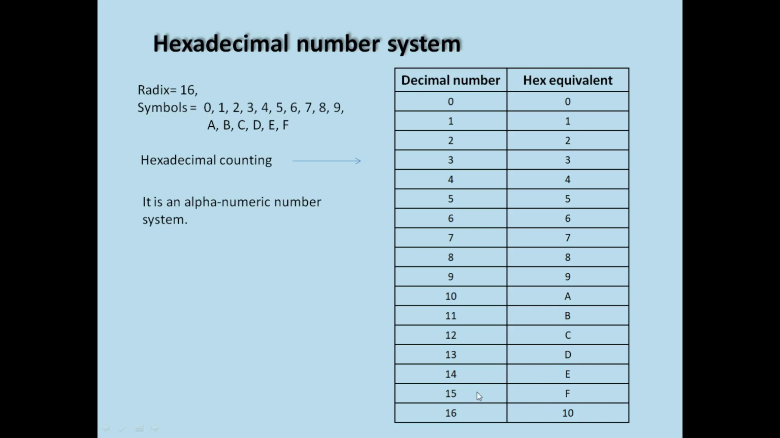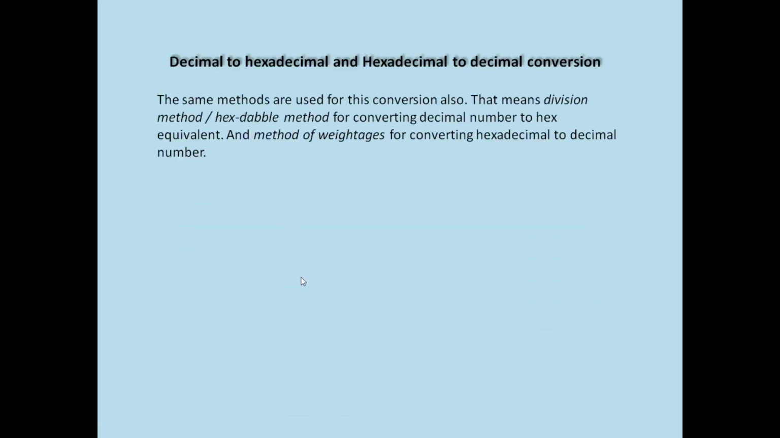So 0 to 15, 16 symbols. When it goes to 16, it is 10 in the hexadecimal number system. We'll see how it is 10. Now let us see the conversion: decimal to hexadecimal conversion and hexadecimal to decimal conversion.